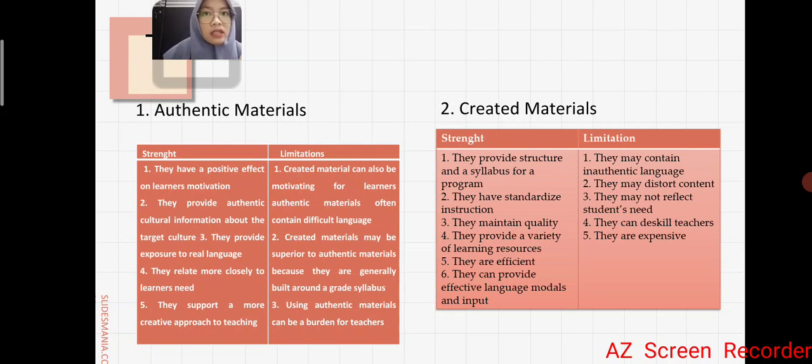And the limitations are, the first is they may contain inauthentic language. And the second, they may distort content. And the third, they may not reflect students' needs. And the fourth, they can de-skill teachers. And the fifth, they are expensive.